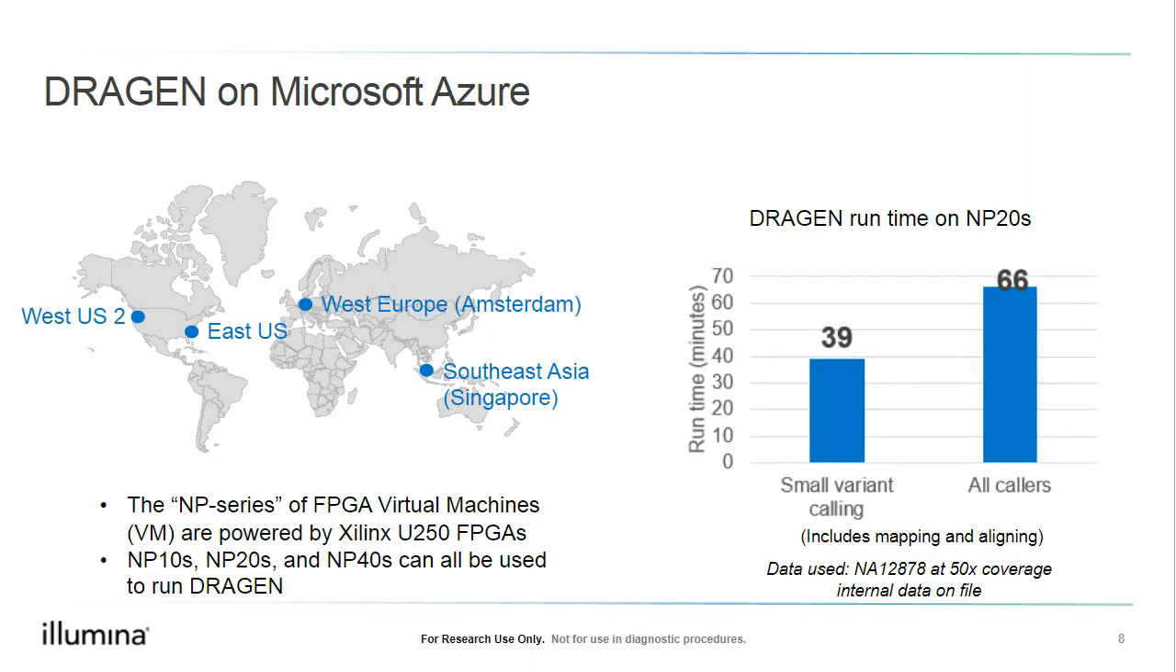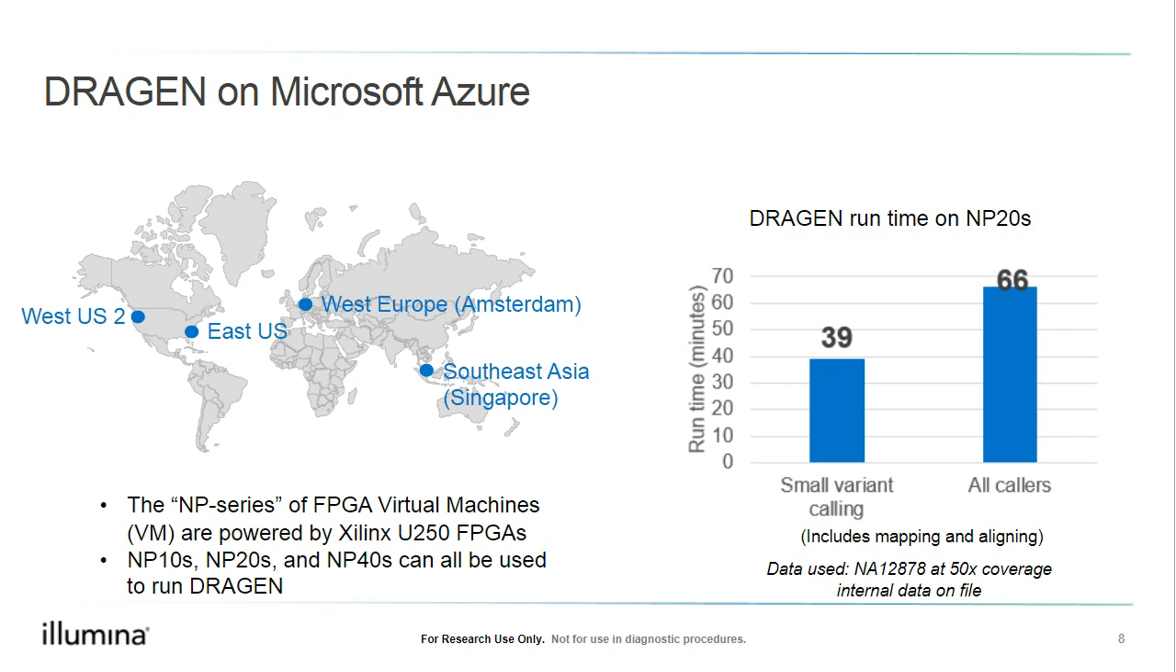Just to give you an overview of the footprint of where DRAGEN is available today. As our first wave of deploying with Microsoft, we have DRAGEN available in 3 regions worldwide. There are 2 regions in the US, East and West. We have 1 region available in Europe, in Amsterdam. And then we have 1 region in Singapore where these NP series, or FPGA, machines are available.